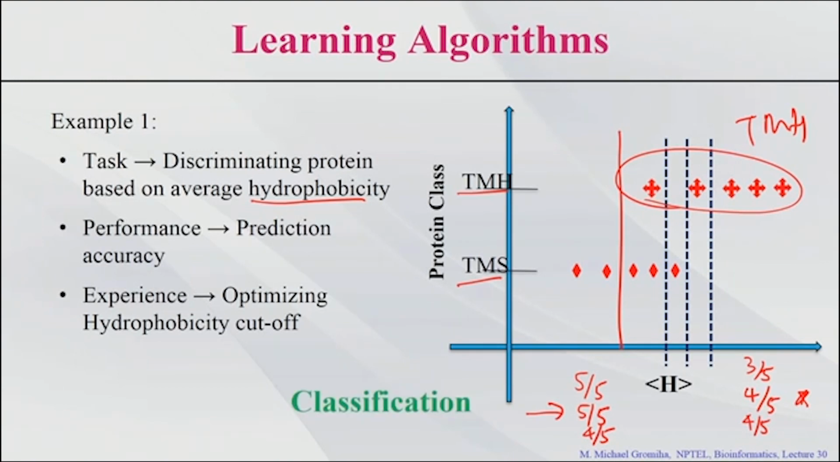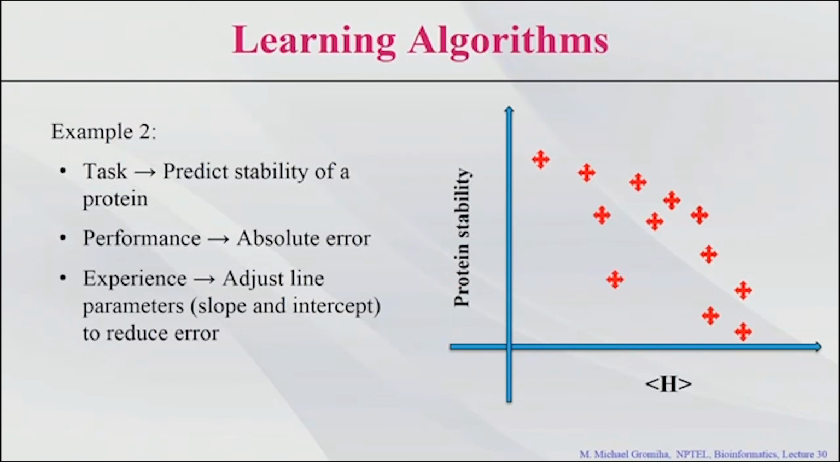So now you can use this in a classification problem. Then if you go with real values, for example, the protein stability, how the value of delta G changes with H, the hydrophobicity, we get different points. So now the task is to predict the stability of the protein. If H is known, can we predict the stability? So how to optimize the method?